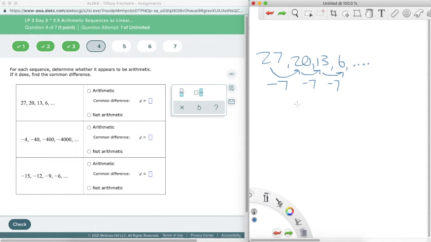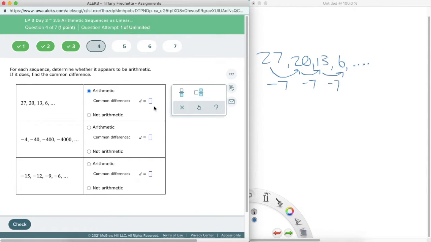All right, so I do see a common difference here, and it is -7. You want to make sure if it's negative, you put the negative in there. We want to indicate that it's going down by 7. It's not just a common difference of 7, but -7.